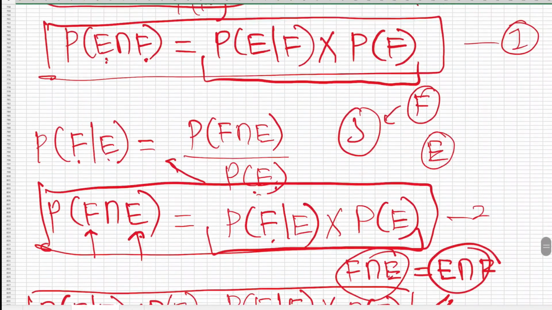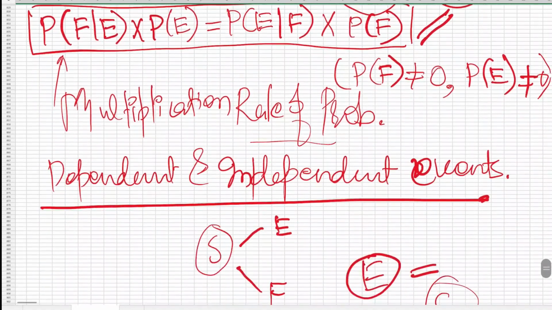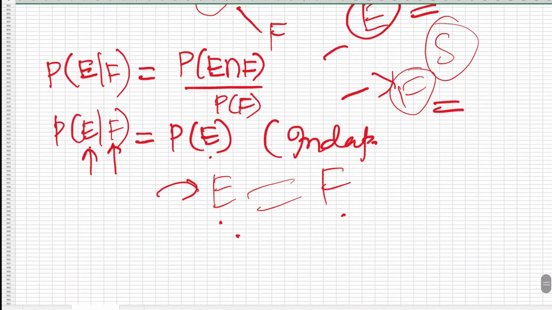I hope you understood the fundamentals of these two topics which we have discussed, the multiplication theorem and dependent and independent events of a sample space.